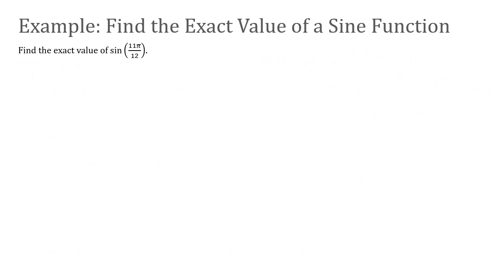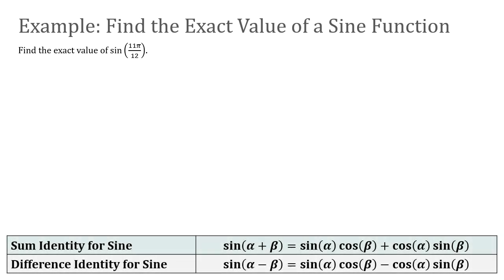Let's try another example. Find the exact value of the sine of 11 pi over 12. 11 pi over 12 is not an angle measure that we have memorized, so we're going to use the sum or the difference identities for sine in order to find that exact value. Now, we can rewrite 11 pi over 12 as a sum or even as a difference. I'm going to choose a sum identity for sine, and I'm going to say that the sine of 11 pi over 12 is equal to the sine of 2 pi over 12 plus 9 pi over 12.